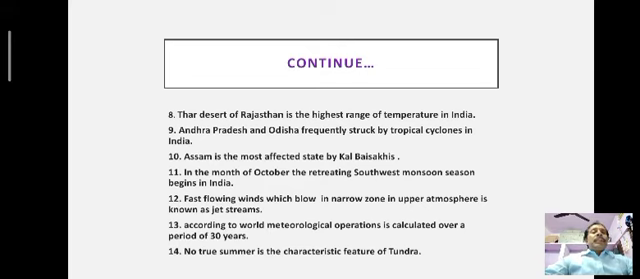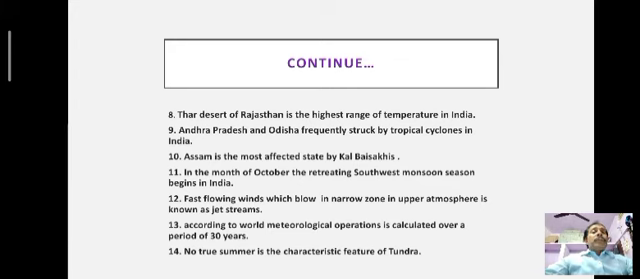Next, in which state does Kalbaisakhi affect the most? So that state is Assam. Okay. Next, in which month does the retreating southwest monsoon season begin in India? So the answer is October. So the month of October is related to the retreating southwest monsoon.